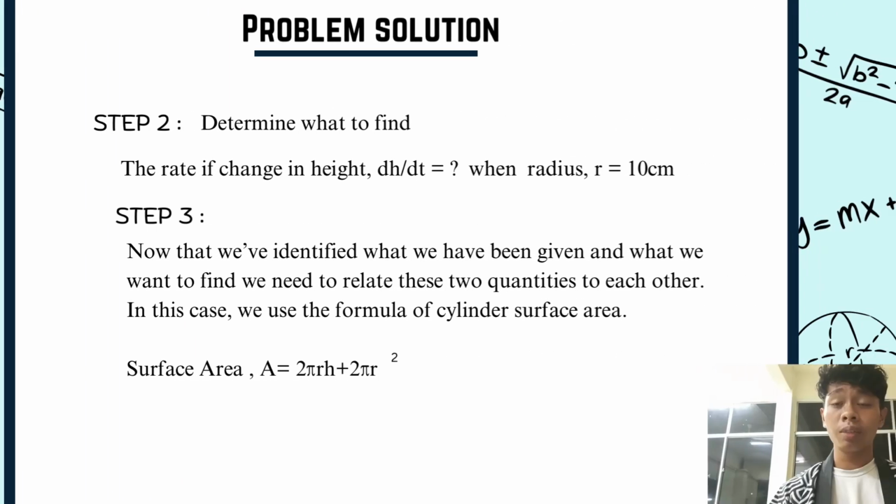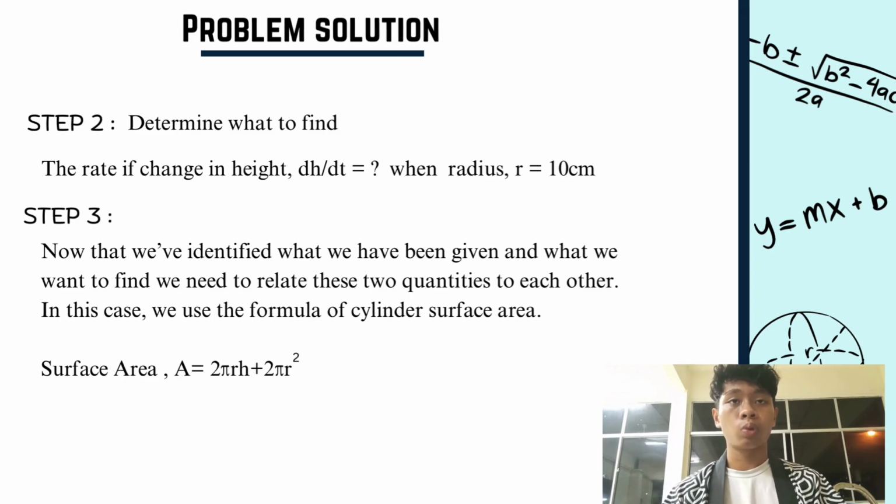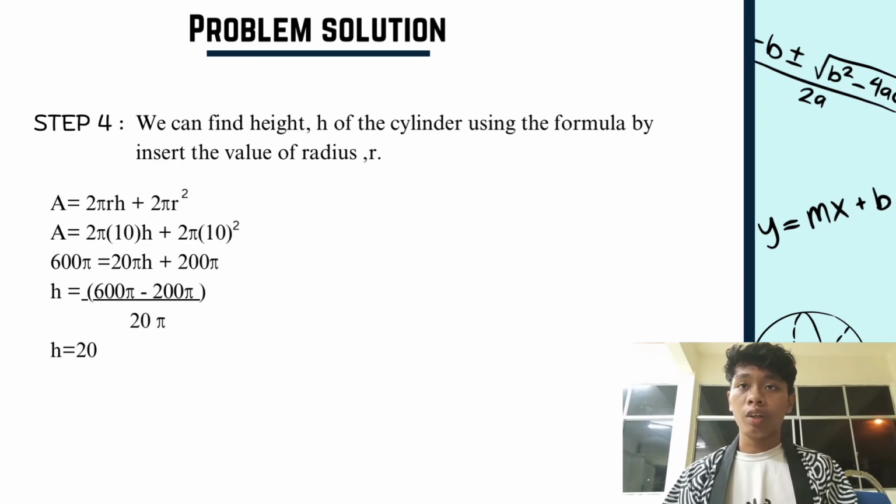For the next step, we have to determine what to find. We have to find the rate of change in height, dh over dt, when the radius is equal to 10 cm. For step 3, now that we have identified what is given and what we want to find, we need to relate these two quantities to each other. In this case, we use the formula of cylinder surface area. The surface area formula is A equals 2 pi rh plus 2 pi r squared. For step 4, we can find the height of the cylinder by inserting the value of radius r in the surface area of the cylinder.